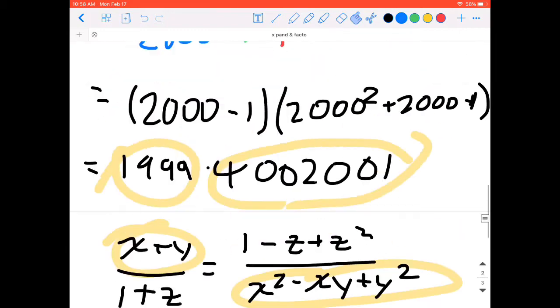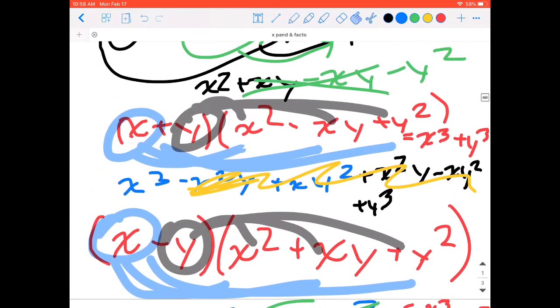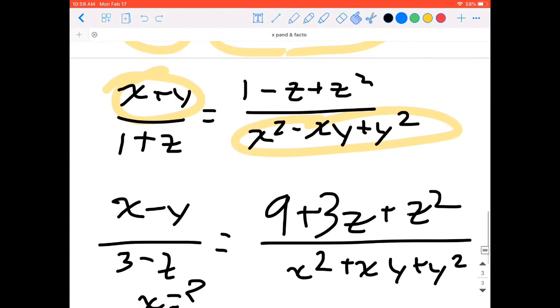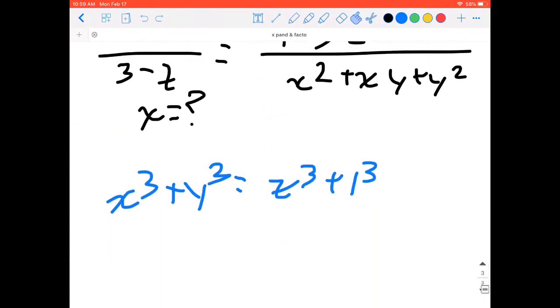x plus y. So this factorization right here. We're basically using that factorization, and we know that it equals x cubed plus y cubed, and we're using it 3 times. So x cubed plus y cubed equals z cubed plus 1 cubed.